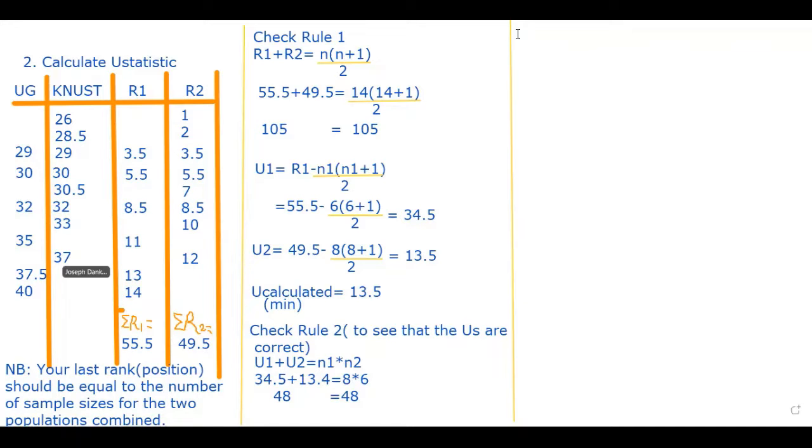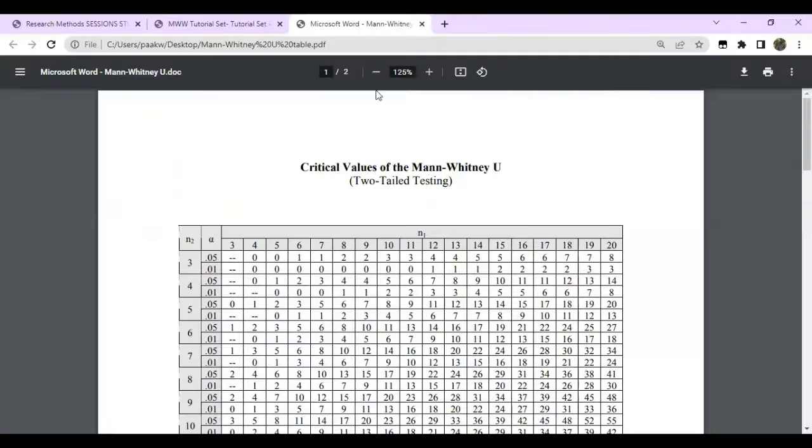So the next one, we are moving on to what? U-crit. So I said the U-critical, you are going to combine the alpha and N1 and N2 to solve for your U-critical. So this one, we use a table called U-table. So let me show you that table. Can you see it?